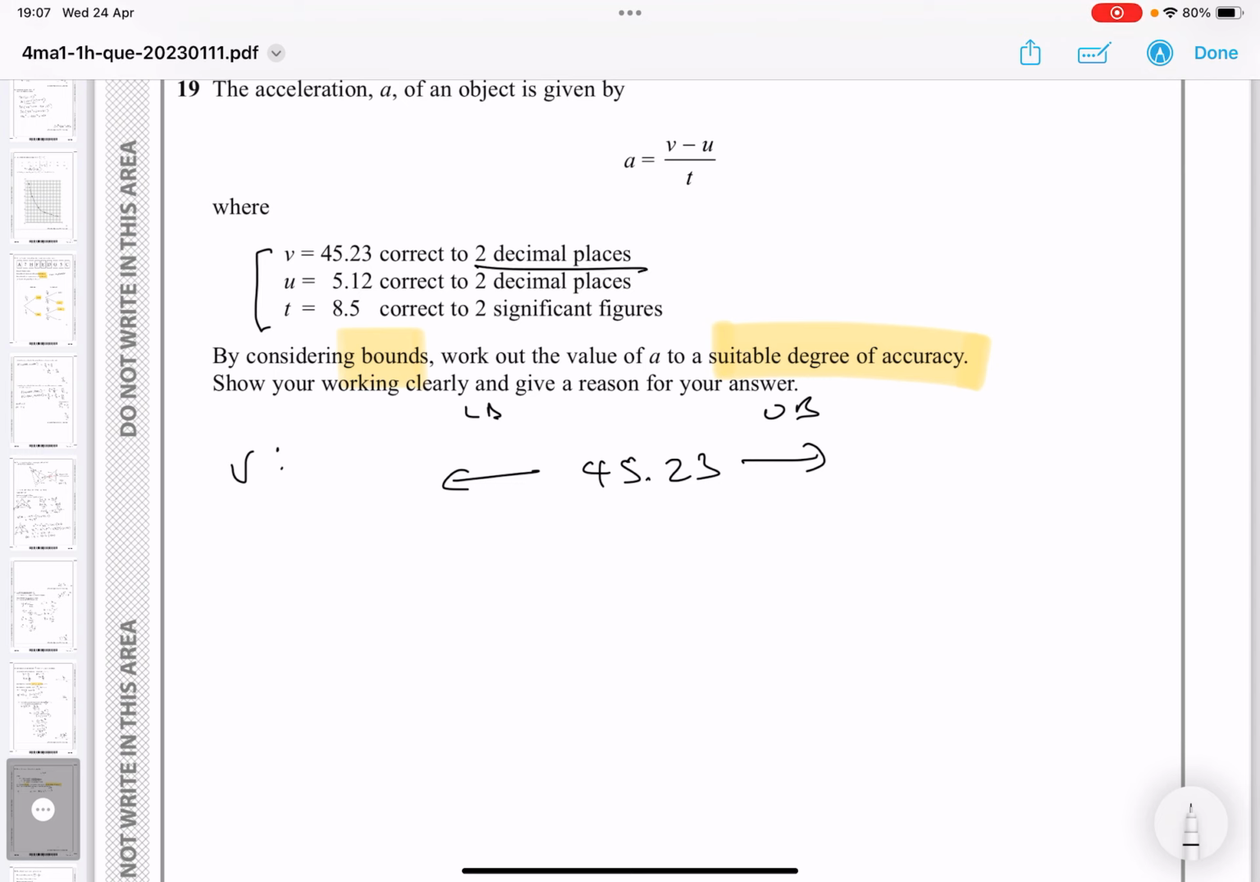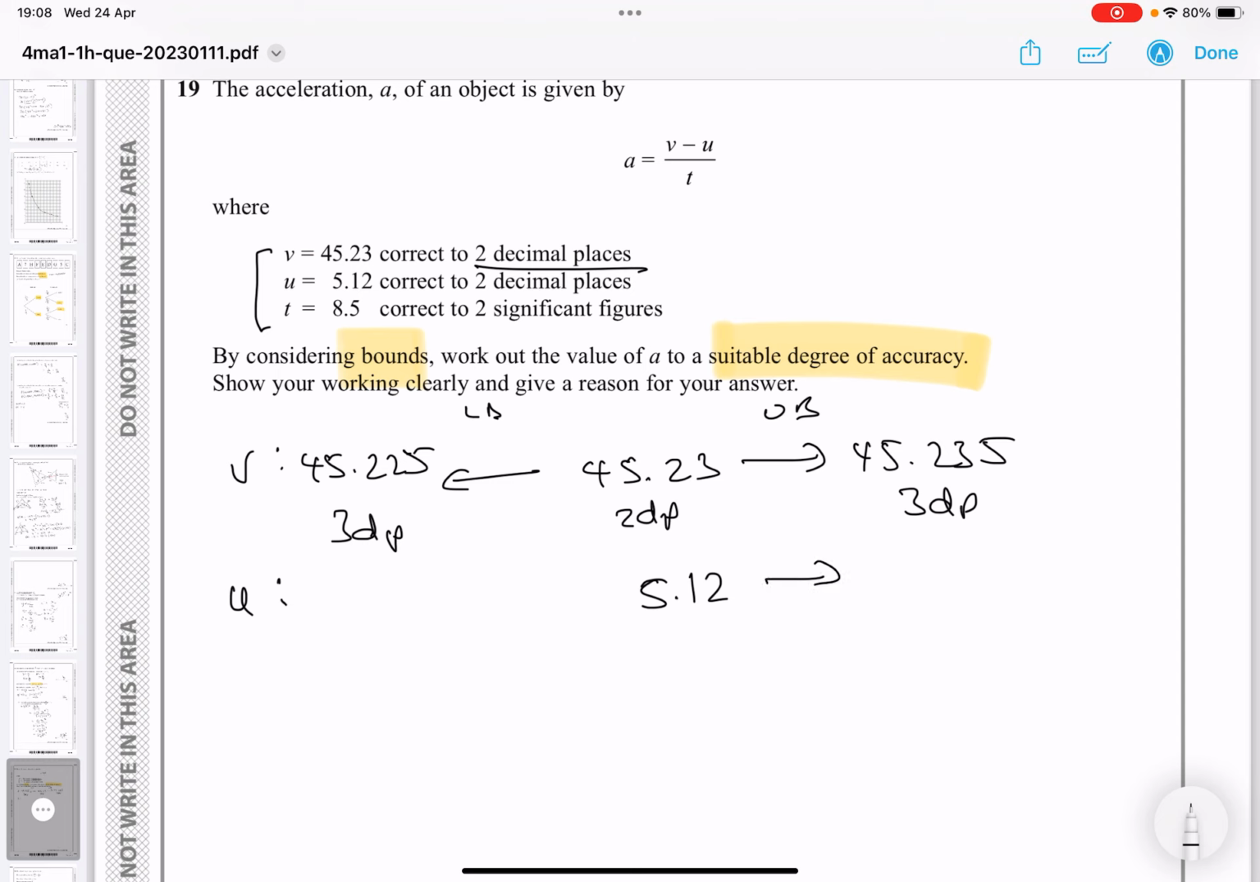So since this is correct to 2 decimal places, the upper bound will be 45.235. You add 0.005. Okay, so whenever you have a bound, so this is correct to 2 dp, the upper and lower bound has to be 1 more. Okay, so this has to be 3 dp and this also has to be 3 dp. So which is why you add 0.005. And here you have to subtract 0.005 to work out the lower bound. So that will be 45.225.